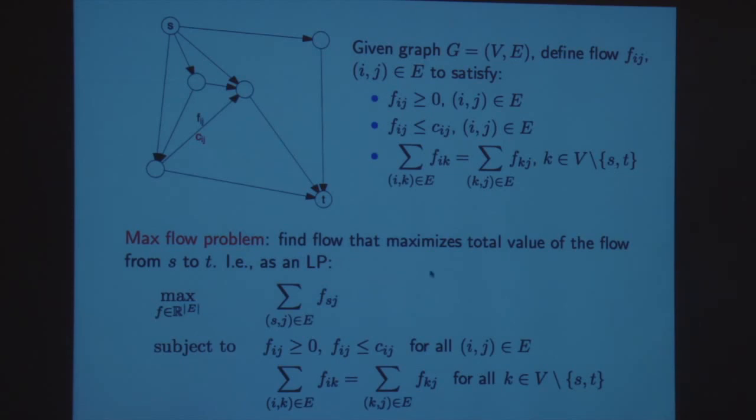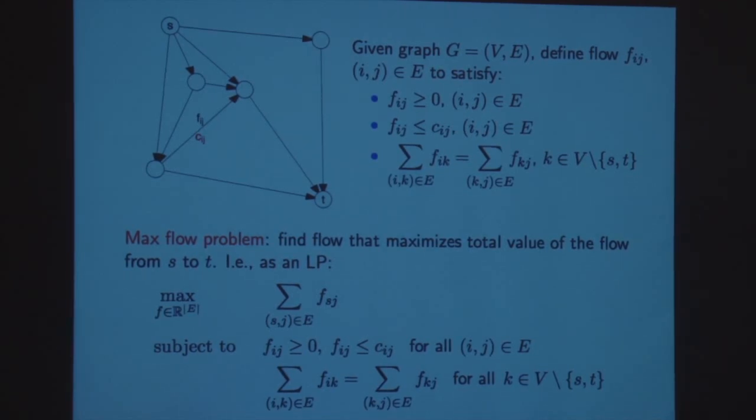So the max flow problem is to find the flow, the vector f that satisfies these constraints, that maximizes the total value of the flow from S to T. You can see why this may be important, for example, for traffic planning, things like that. People cared about this problem. People still care about this problem.